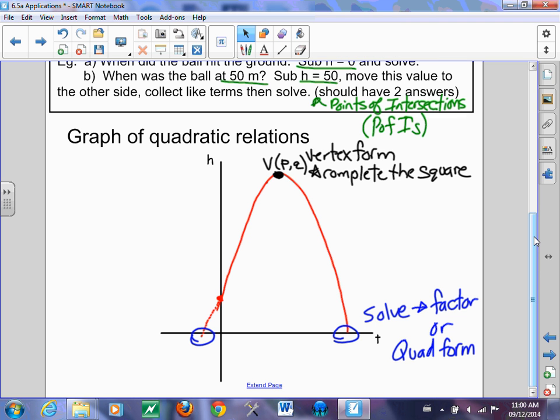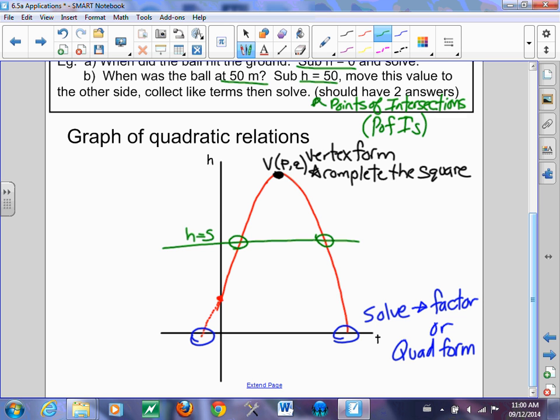Another example that's the same is, say we let the height be 5. As soon as you sub in h equals 5, folks, you're going to find the points of intersection by solving. So you're going to find the P of I's, points of intersection, by factor or solve. Usually you're just going to use the quad formula to solve that.